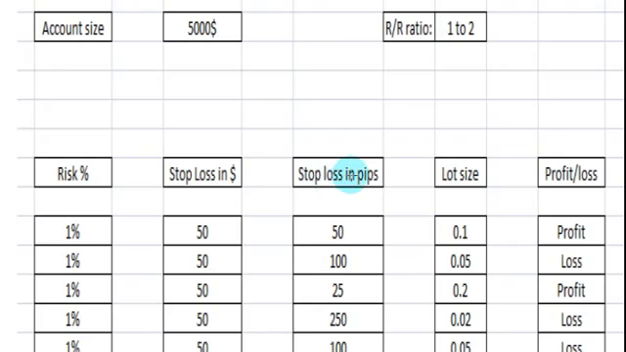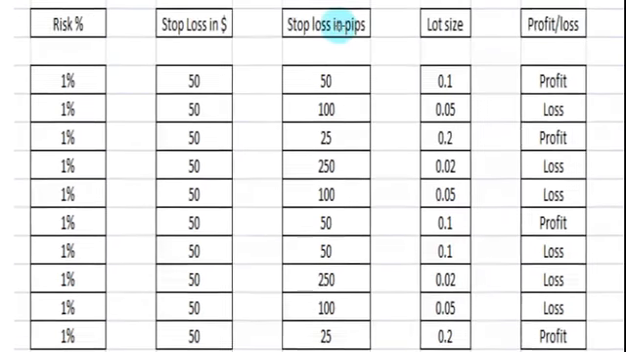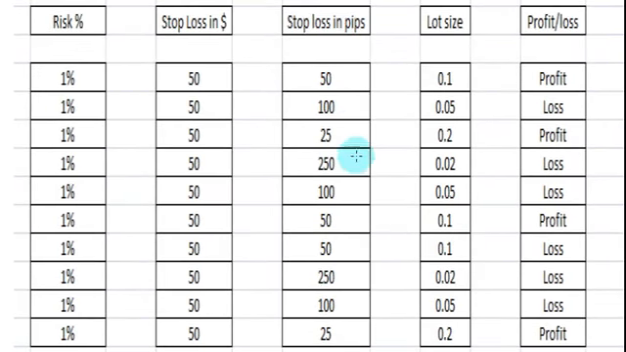My stop loss in pips will be different per trade. Sometimes 50, 100, 25, etc. The only thing that will change, of course, is the lot size. Sometimes it will be 0.1, 0.05. The bigger the stop loss in pips is, the lower the lot size is. And the smaller the stop loss in pips is, the bigger the lot size is. That's the secret to make it steadily profitable.